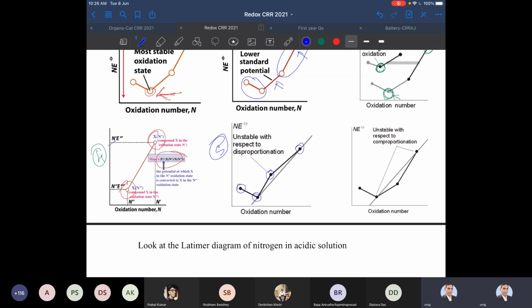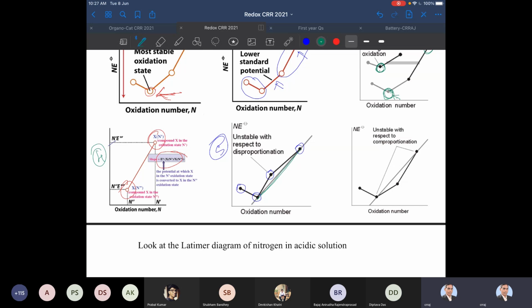Four different oxidation states. Now, if I connect these oxidation states, the species that is lying above the line will, in principle, undergo disproportionation reaction. I don't need to calculate, I don't need to see the potential, nothing I need to do for that.